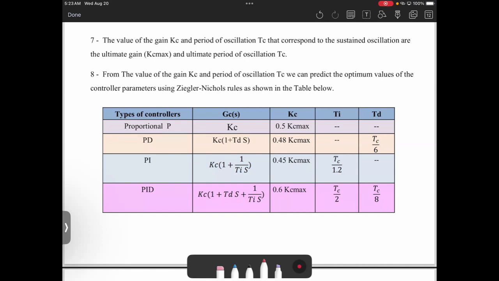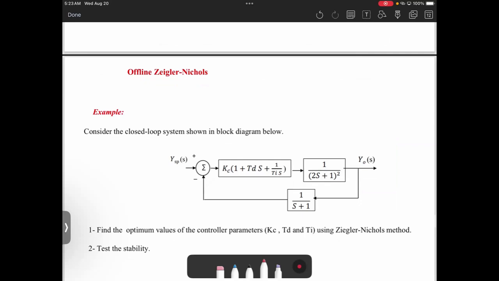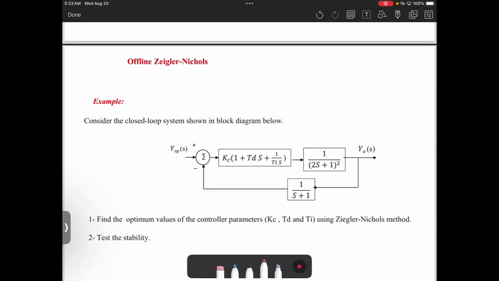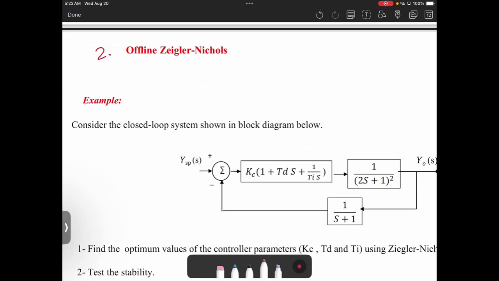So definitely you remember this. Now the second half, which is offline tuning. What does offline mean? Online, you will do it on site, in the lab. Offline, you will do it before going to the lab. Online tuning, the advantage of the online, if you don't know the characteristic of the system, if you don't know the transfer function, everything is all right, you can do it.